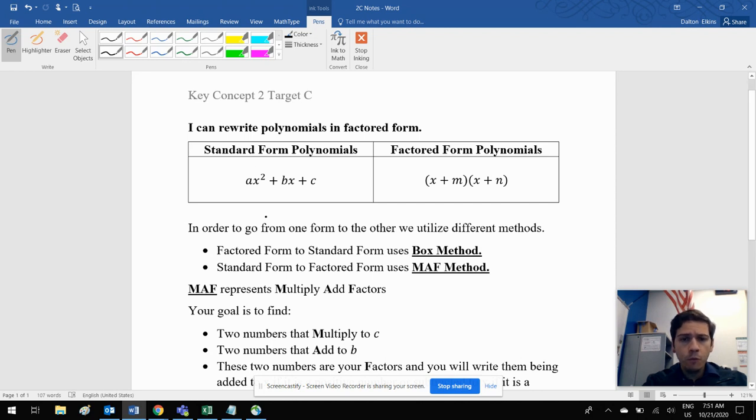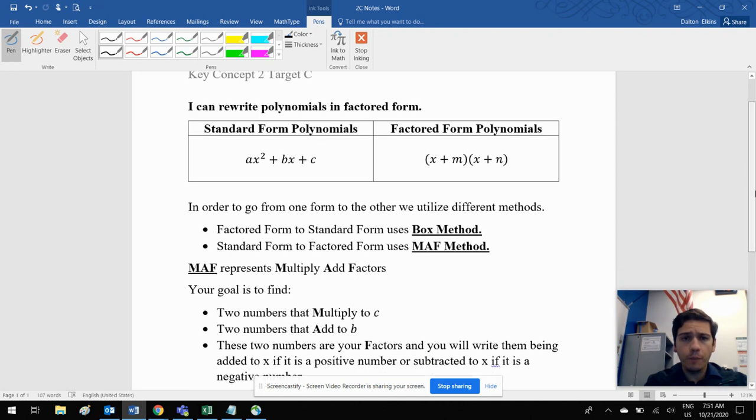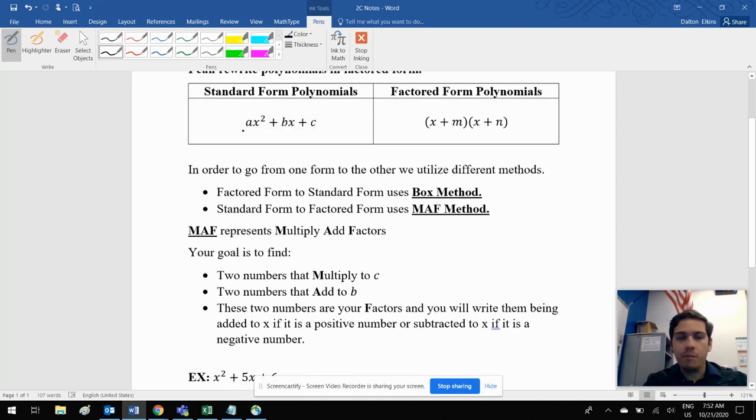So we need to go from one form to another, just so we can know how to rewrite these things. When we go from factored form here on the right to standard form here on the left, we use the box method, which in case you forgot, you can go back and look at any of my 2B videos to get refreshed on that. However, to go from standard form to factored form, we use something called MAF, which stands for multiply, add, and factors.